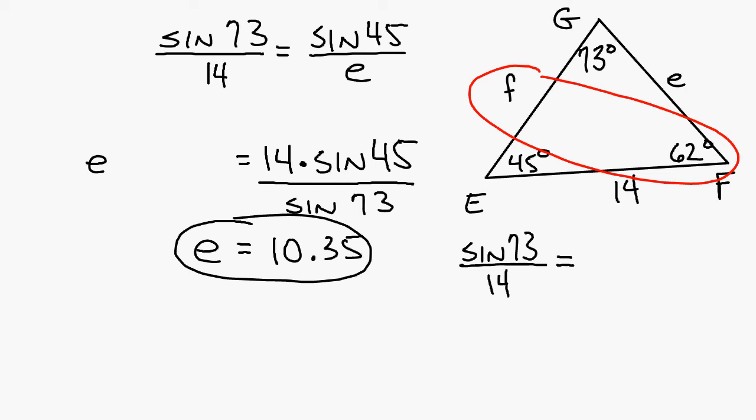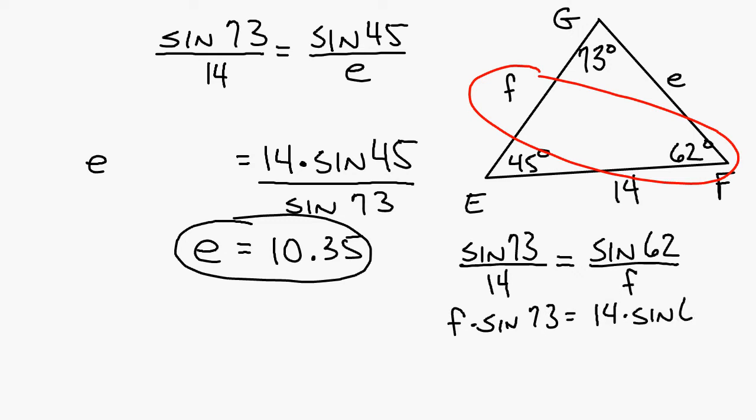Okay, so make your sine 73 over 14 equal to sine 62 divided by the variable f that you're trying to solve. Okay, you can crisscross multiply again, and you're going to get f times sine 73 equals 14 times sine 62. And divide each side by sine 73.